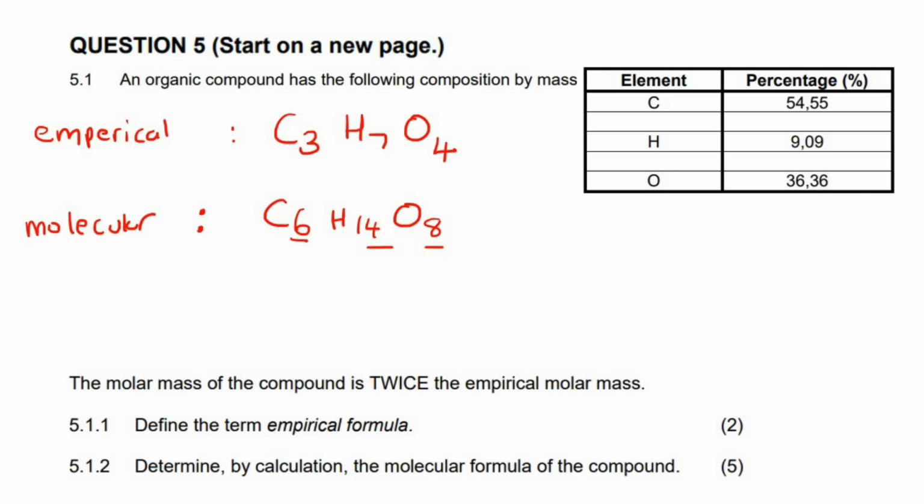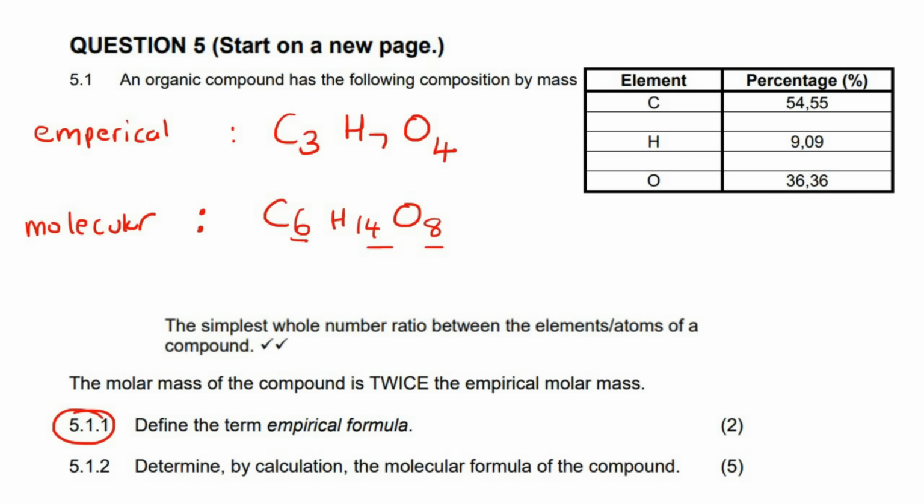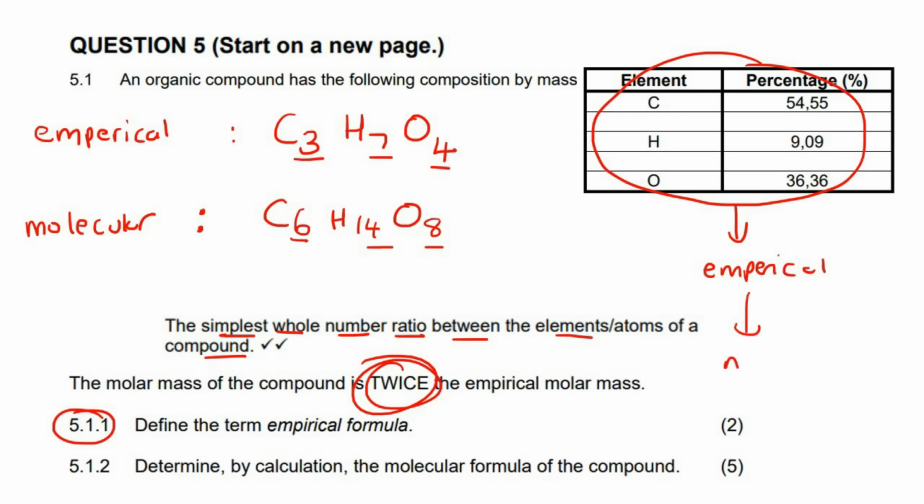Okay, so the first question says, define the term empirical formula. So it is the simplest whole number ratio between the elements of a compound. So these are just the simplified ones, this one over here. It's the simplified whole number ratio of all of the elements. Okay? Now the next question says, for 5 marks, determine by calculation the molecular formula. Okay, so we first use this to get the empirical, and then we use extra information, such as this, to get the molecular. Okay, and this is easy marks, guys. Molecular and empirical formula, it's just a specific way you got to do it, but it's usually not that difficult.